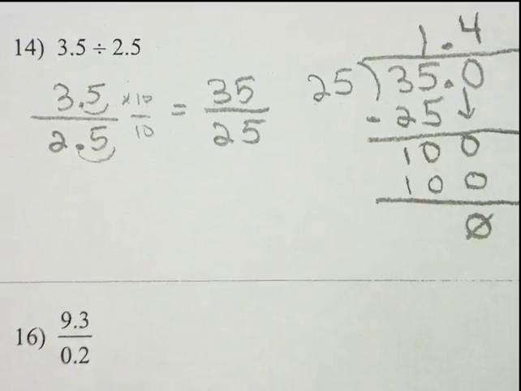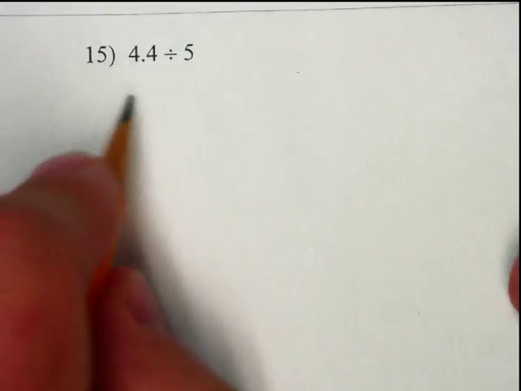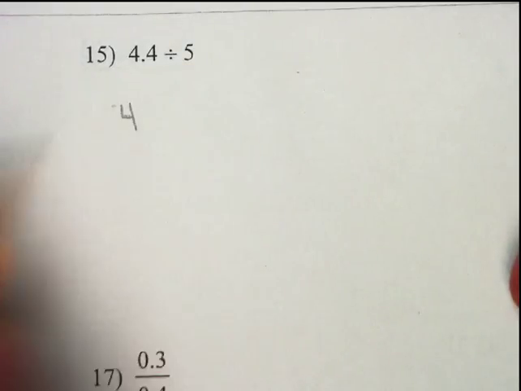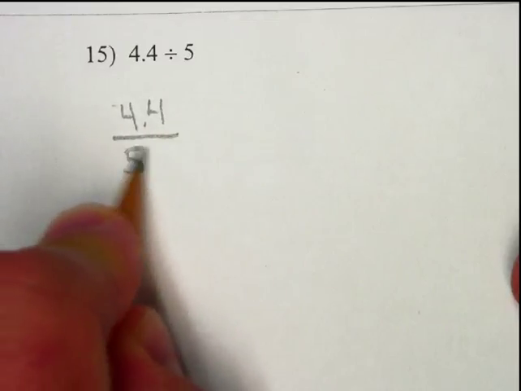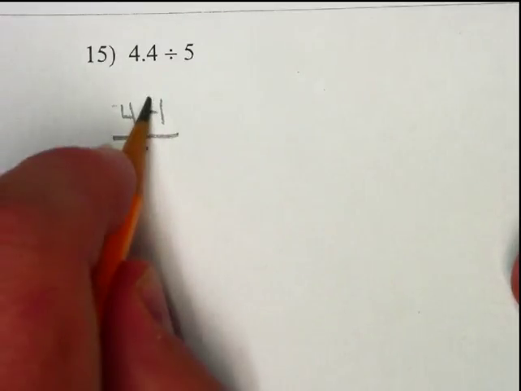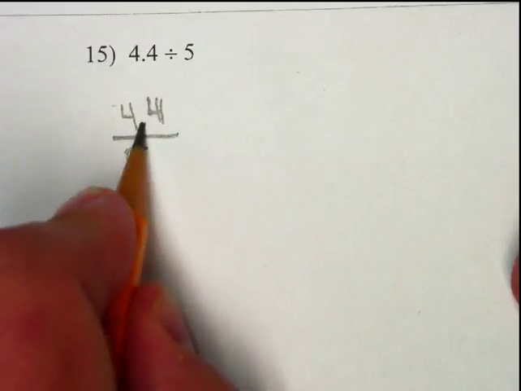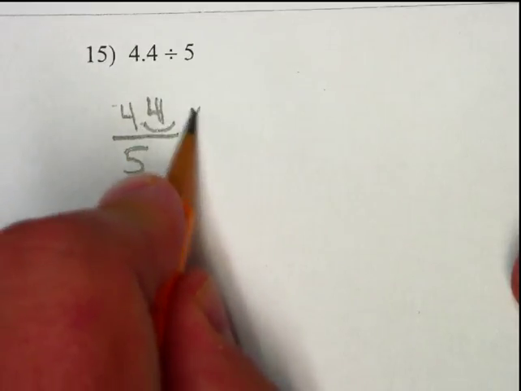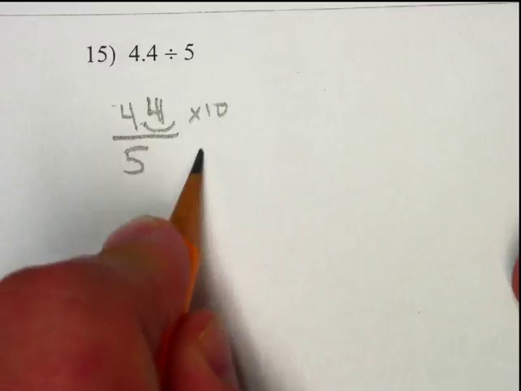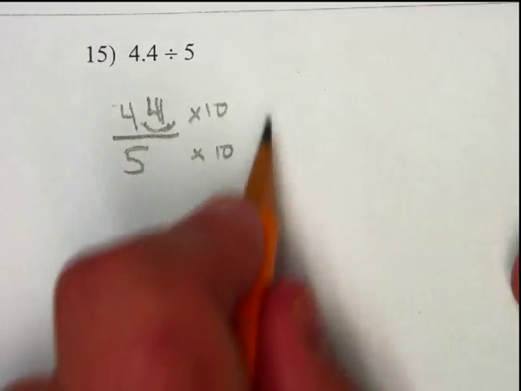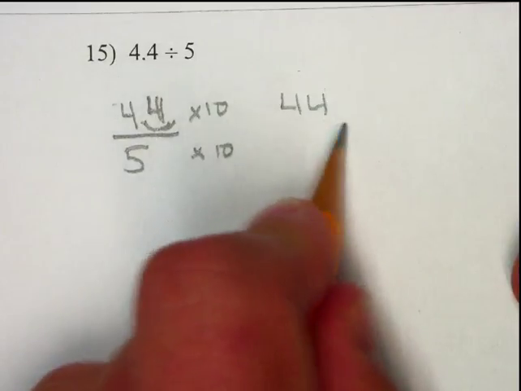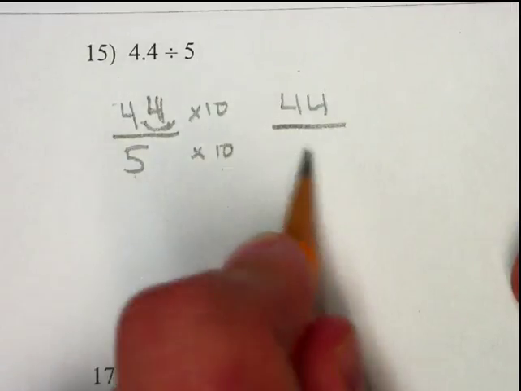Okay. Let's try maybe number 15, and then you guys can go to work. We have 4.4 divided by 5. So I want to move the decimal here once by multiplying by 10. So I'm going to do the same thing on the bottom, do 5 times 10. So if I move it once here on the top, I'll have 44. And multiplying 5 times 10, I'll get 50.